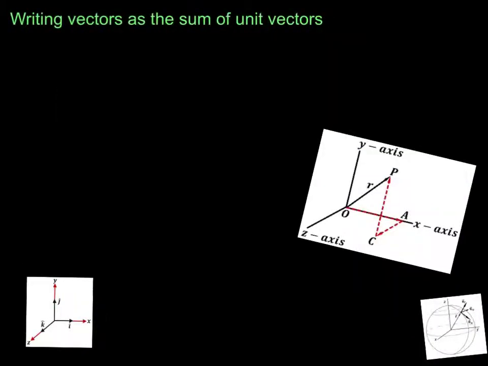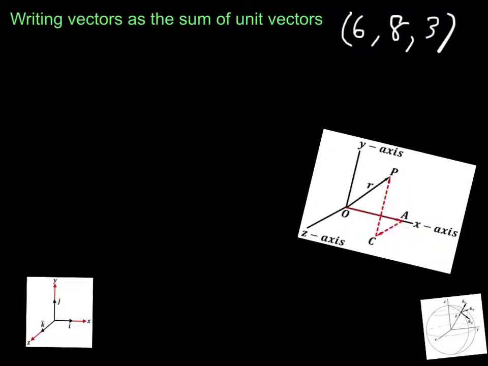Okay, let's take a vector in 3D space and rewrite it as the sum of its unit vectors. We will do this example. I am going to take this vector, 6 on the x, 8 on the y, 3 on the z, and we're going to write that as the sum of its unit vectors.